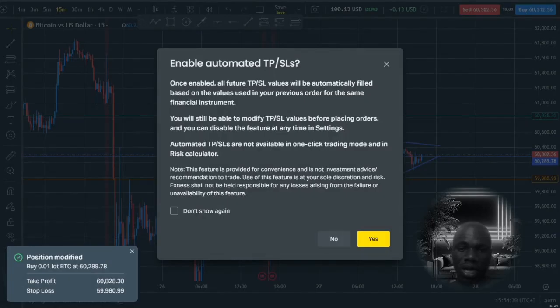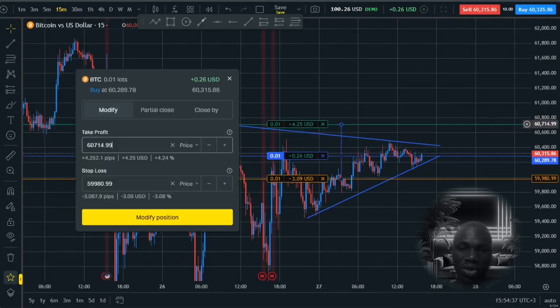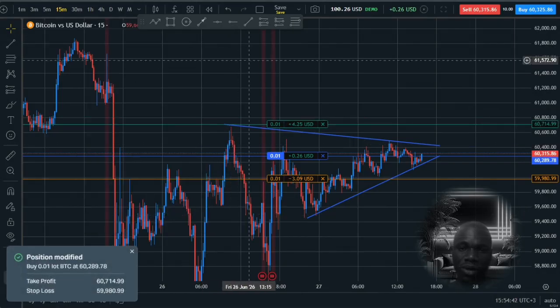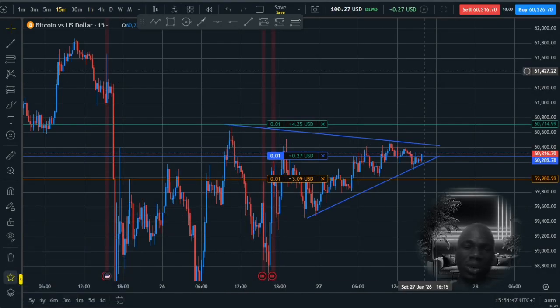Okay, it should be above the structure, so you are risking $3 to make $4.2. So you can see now that the risk to reward is somewhat good. But first of all, I told you, what's the structure? The structure is bullish.